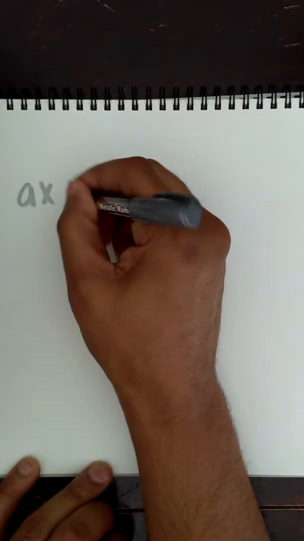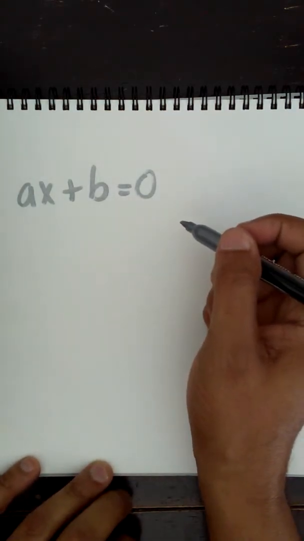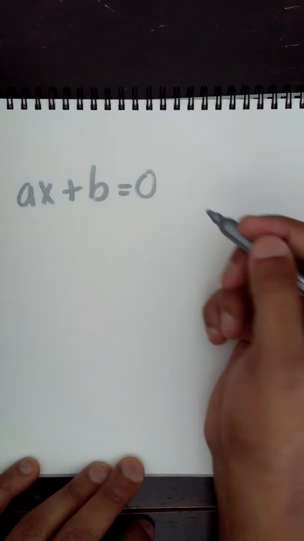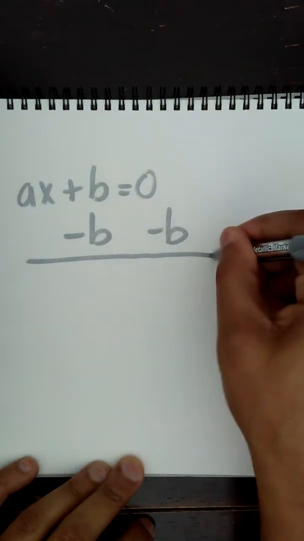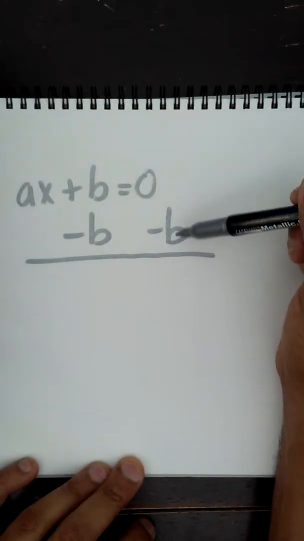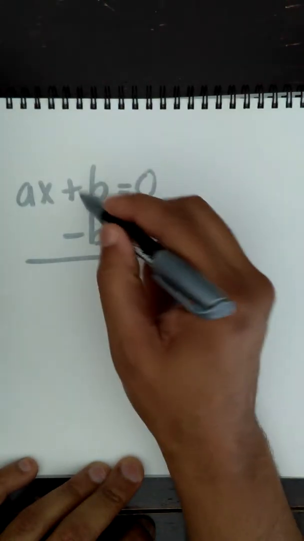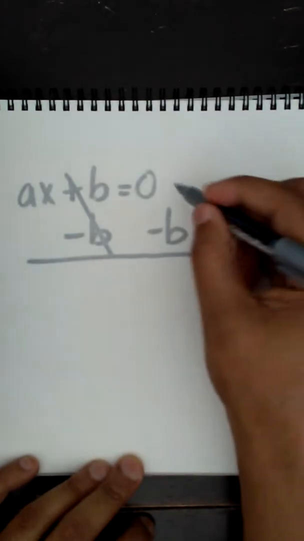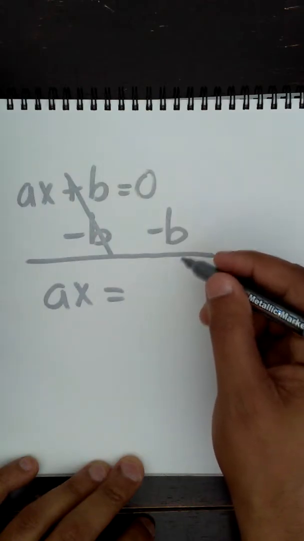So using ax plus b equals 0, we would then subtract b from both sides. Anytime you perform one operation on this side of the equal sign, you must perform the same operation on the other side of the equal sign. So b minus b is 0, so this simply crosses out. 0 minus b gives us a negative b.